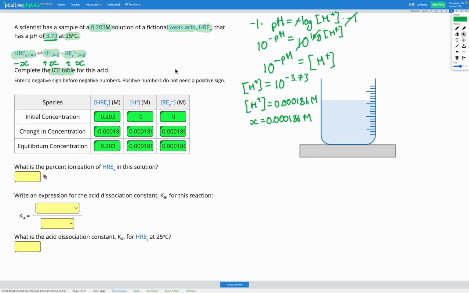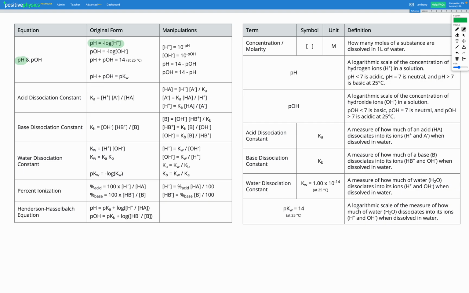Okay, awesome. So we use the pH to find the concentration of H+, and we use that to fill out our ICE table. Next, we need to find the percent ionization of HRE2 in this solution. So let's head to the reference sheet to find an equation for that. Here's our equation for percent ionization. The percent ionization of an acid is 100 times the concentration of H+ ions divided by the concentration of HA, which represents the acid itself.